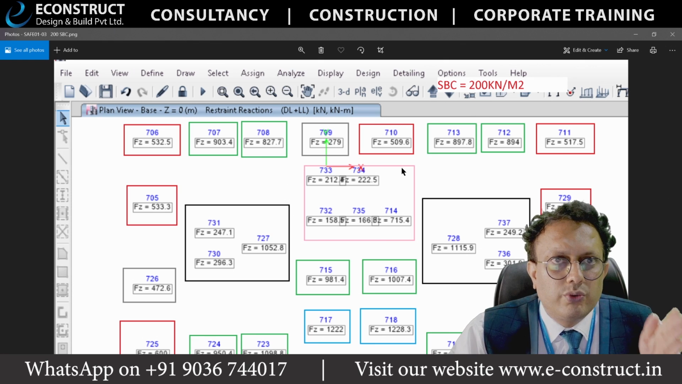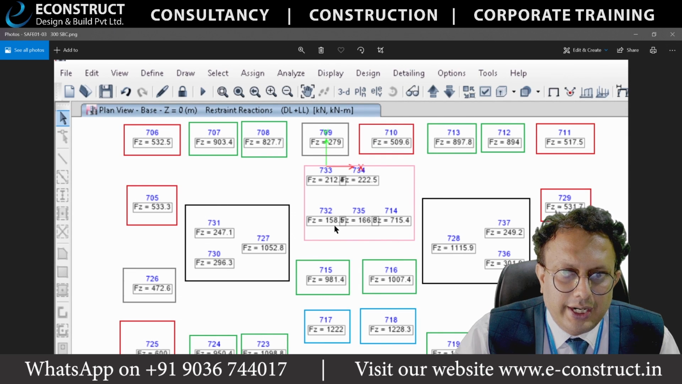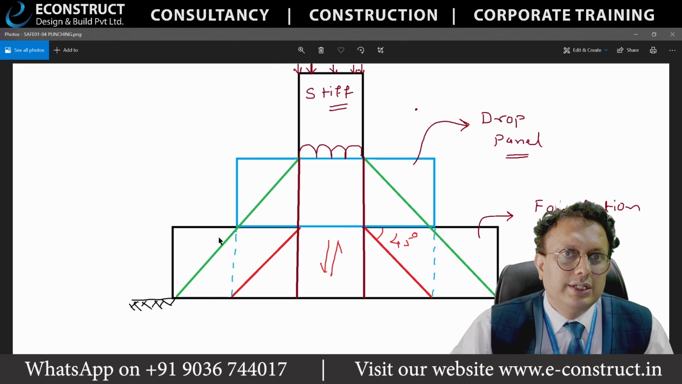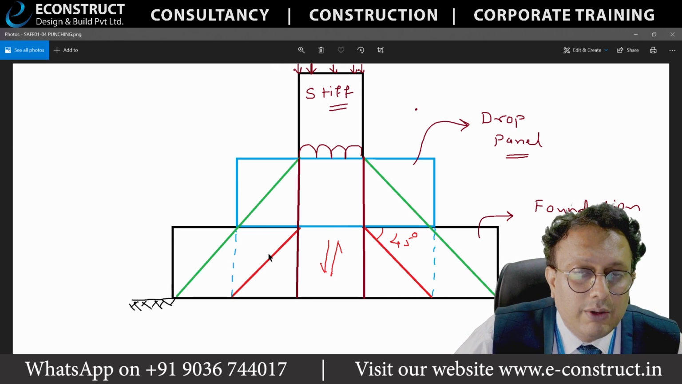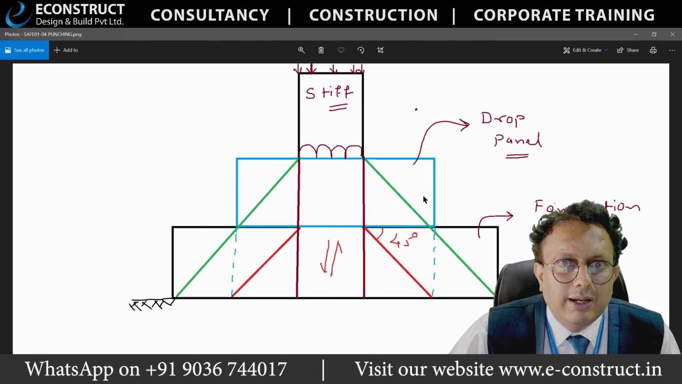So 100, 200 and 300 SBC. Depending upon that you will be doing this. So for 300 SBC, the foundation thickness will change. Now, while modeling this, I wanted to tell you a few things. This one you can give as a stiff material, or you can give that as a column. This one will come as a drop panel.